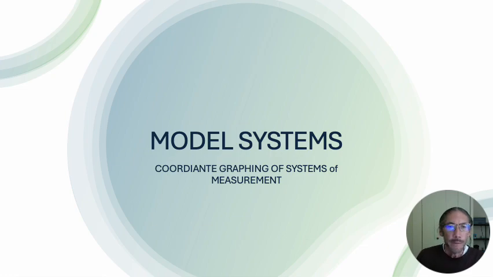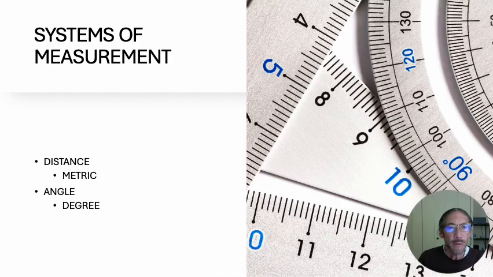Hello, this presentation is Model Systems. It's a coordinate graphing of systems of measurement. There are two systems of measurement that will be graphed. The systems of measurement that we're dealing with are metric and degree. Metric represents distance, and degree represents angle.